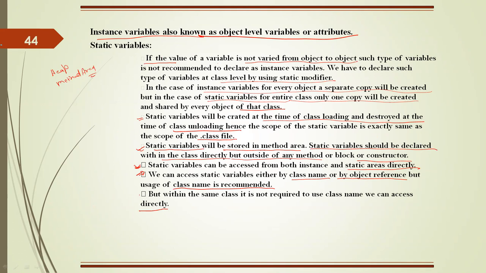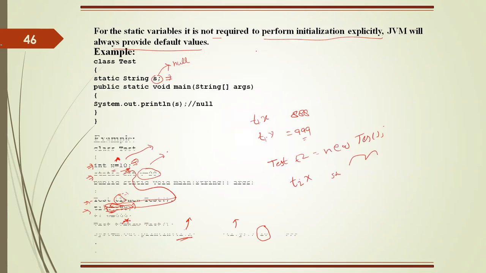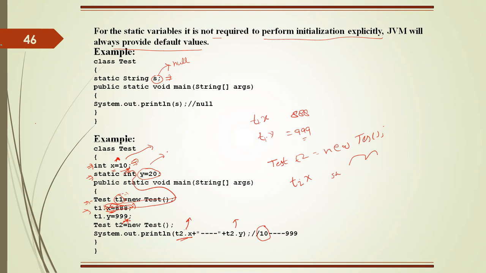A static variable's value is not varied from object to object. But an instance variable varies from object to object. This is the instance variable x, with its value. Create one object and initialize x to 88. And one more object I have created, then I want to print t2.x. It's varied, but not varied now. 10 is printing, but t2.y varies. Perfect.